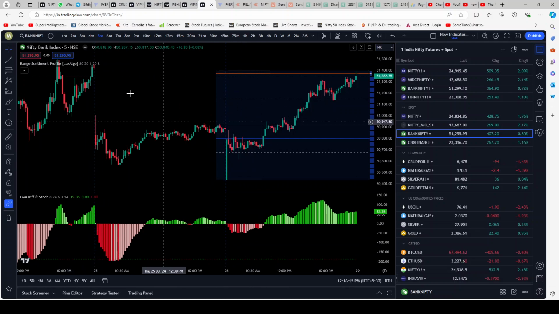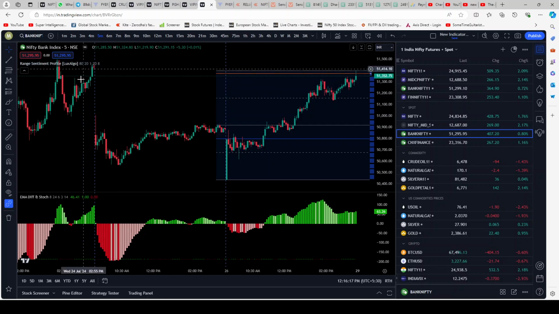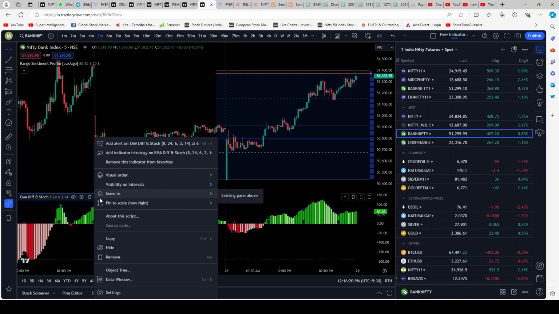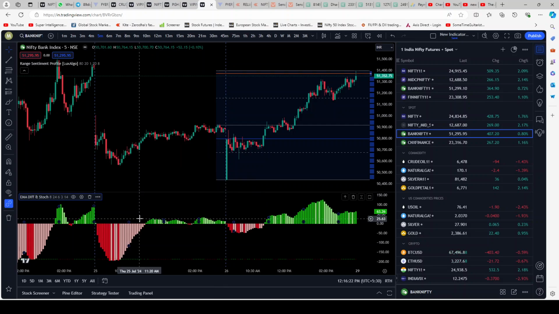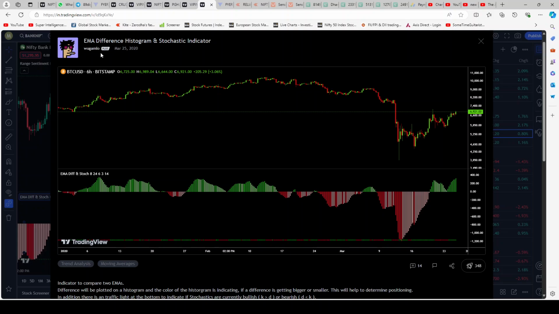So this is very simple, guys. Range Sentiment Profile by LuxAlgo and EMA Defense Scotch, as you all know who have been following my channel, is by Wugamlo. I'll mention the names of the indicators and the authors in the comment section below so that you can easily find the indicators on TradingView, and I'll pin it.